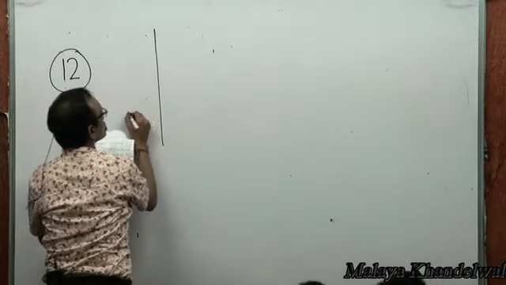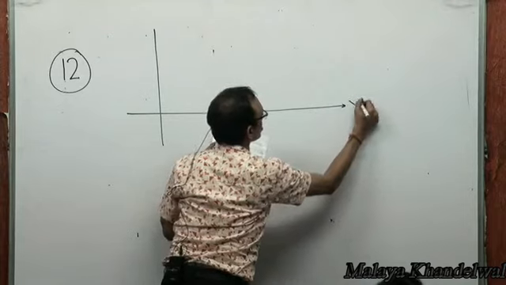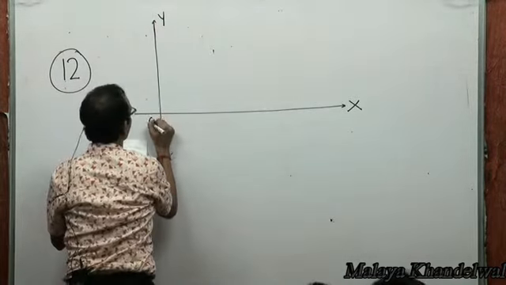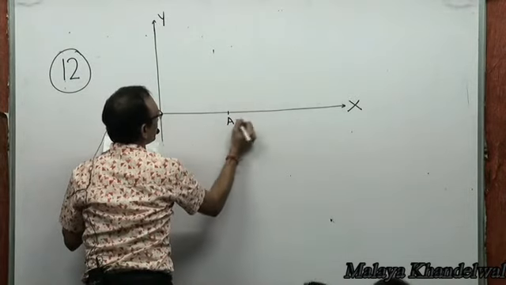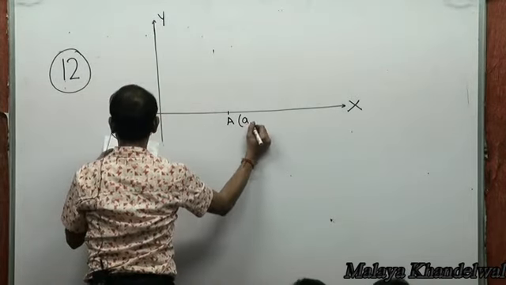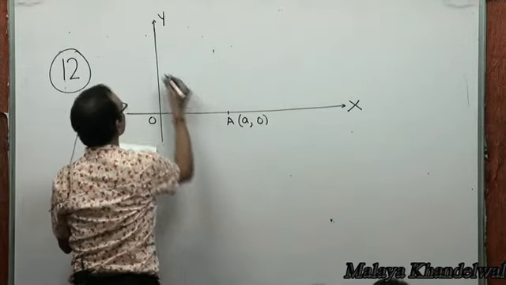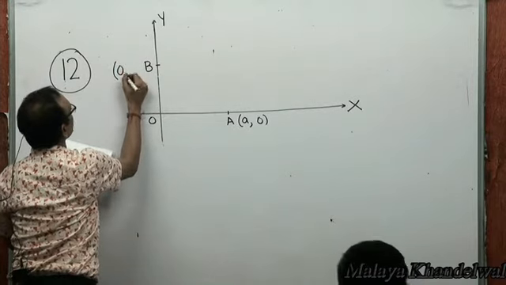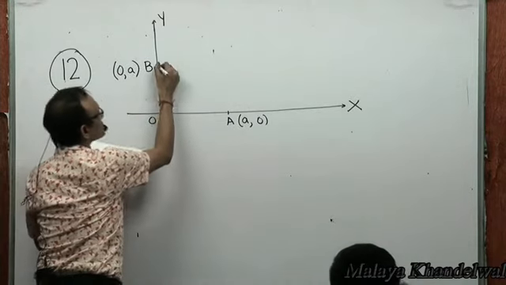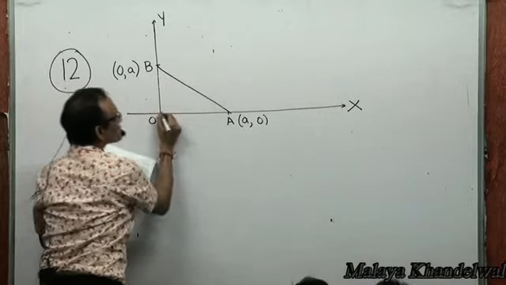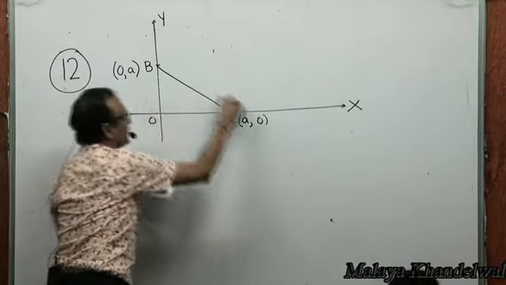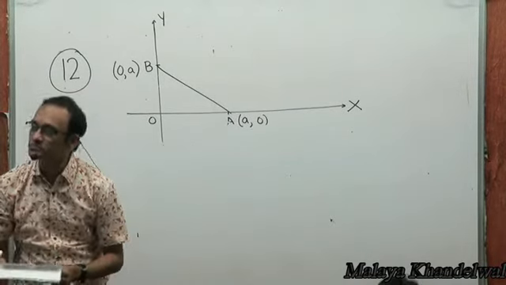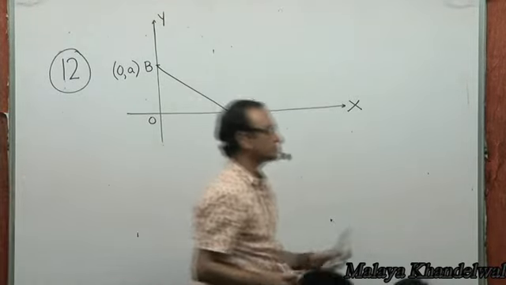Three rods. One say a rod OA, where A is (a, 0). Say OB, where B must be (0, a), and this is a third rod. This is one rod OA, OB and AB. I want to be able to find the center of mass of the system.